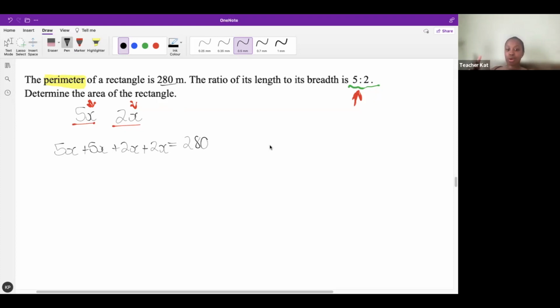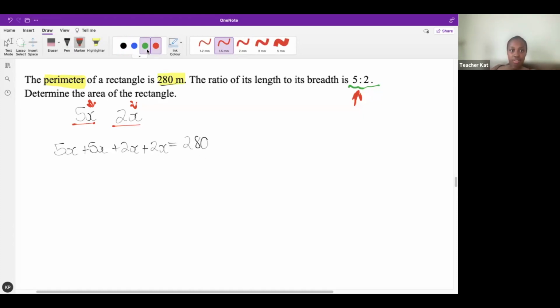Are we all with me with why I made it 280 meters? Okay, because we were told that's the perimeter. So 5 times something that we know, plus 5 times something that we don't know, plus 2 times something that we don't know, plus 2 times something that equals 280.